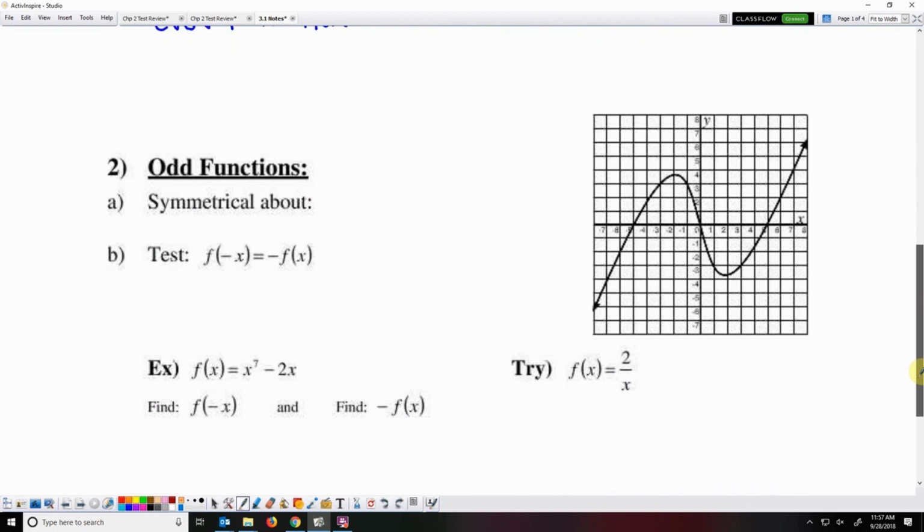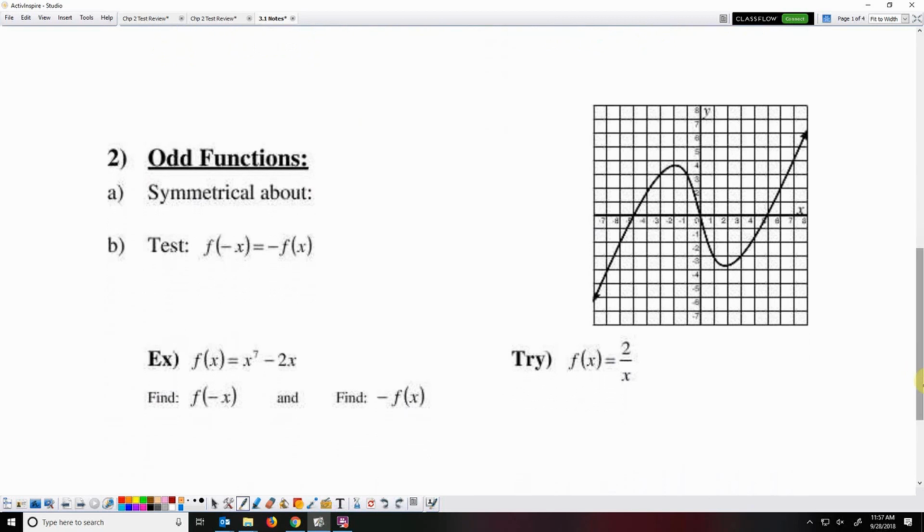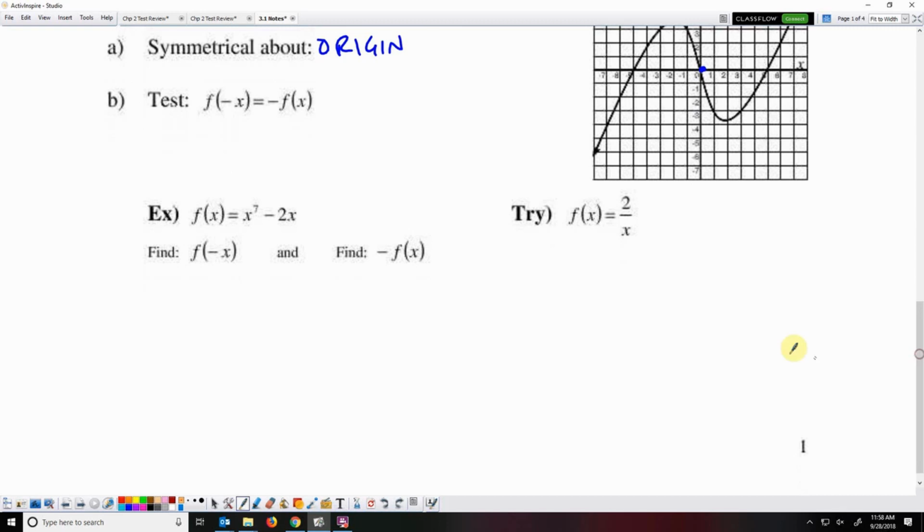The next type of symmetry is symmetry about the origin. This is rotational symmetry about the origin, and if that exists, then you're looking at an odd function. This here is an odd function. So there's the origin. I can rotate this 180 degrees and it will fall right back on itself. The test for that type of symmetry is f of the opposite of x should be exactly the same as the opposite of f of x.